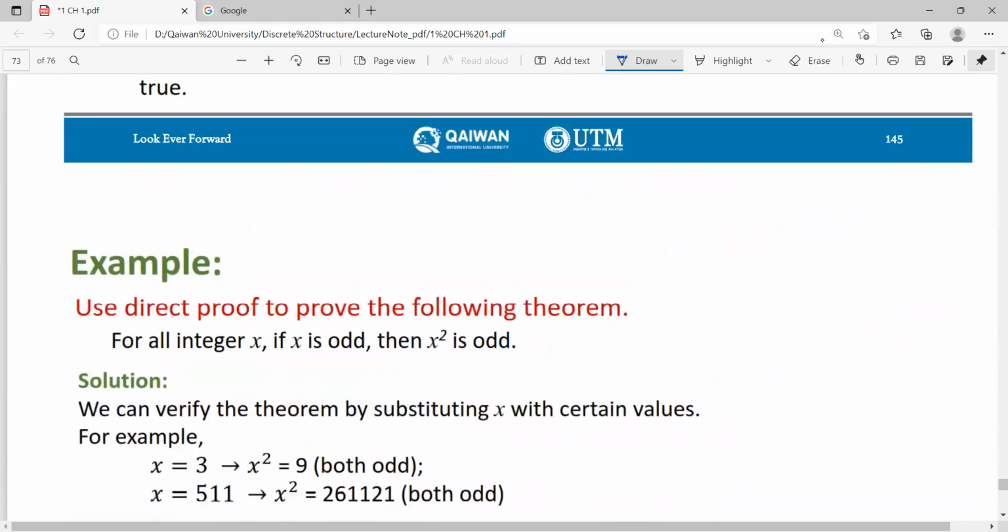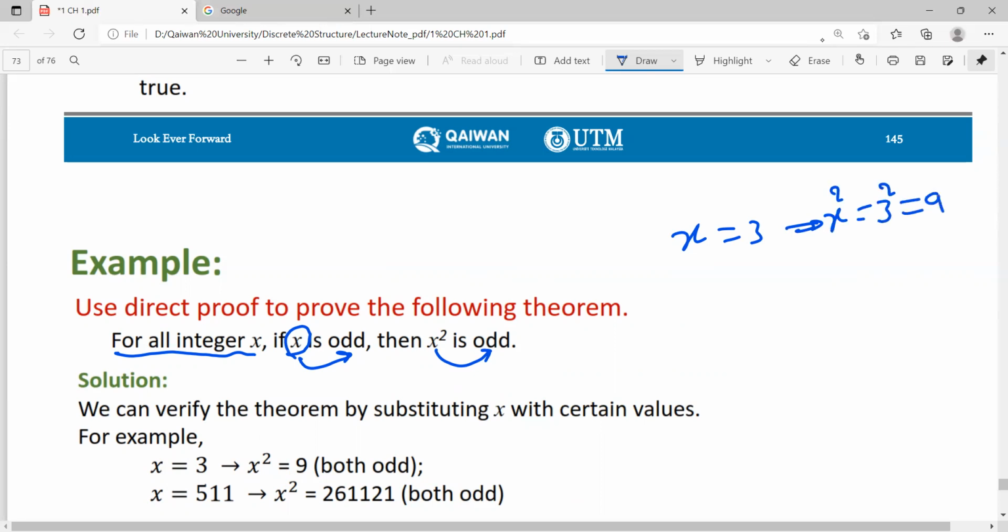Here we have this example. It says for all integers x, if x is odd, that means it's given that x is odd, we need to show that x squared is odd also. Let's take some specific examples. Let's say x is 3. Is it odd or not? That's odd. Let's take its square. x squared equals 3 squared, which is 9.